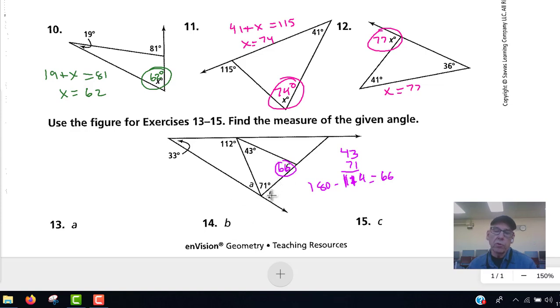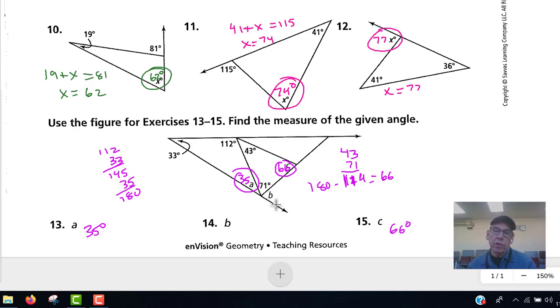Let's see what else we can do here. Inside this triangle here on the left, we have 112 and a 33. That adds up to 145. And 145 plus 35 makes 180. So this angle A down here must be a 35-degree angle. So we found A. So A is 35 degrees. We found out that C was 66 degrees. And we need to find out what B is.